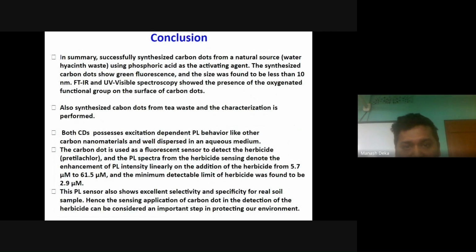So in summary, we have successfully synthesized carbon dots from water hyacinth and tea, and the water hyacinth derived carbon dot shows green fluorescence, a size below 10 nanometers, and is oxygenated in nature. Both series possess excitation dependent PL behavior like other carbon nanomaterials already reported in literature. And we have detected the herbicide pretilachlor, and its detection limit is found to be 2.9 micromolar. This shows it is highly selective, and we also used it for a real soil sample contaminated with this herbicide, and we got a good result.